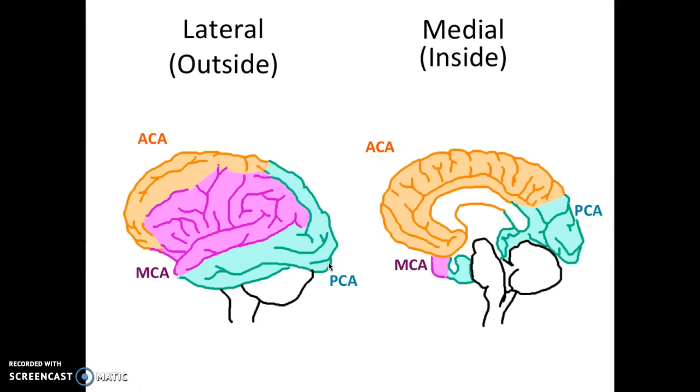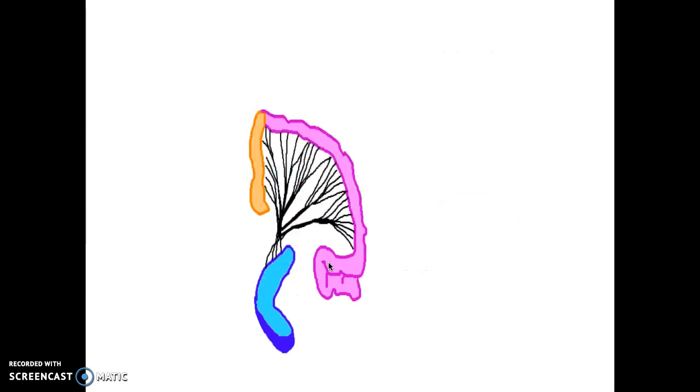So strokes involving the PCA are really straightforward because basically it's going to be visual. These patients are going to complain about what we call homonymous hemianopsia. So basically what happens is they can only see half of their visual field. So it might be the left visual field in both the left and the right eye, or the right visual field in both the left and the right eye. Now, the ACA and MCA gets a little bit more complicated, but I think we can get through this.